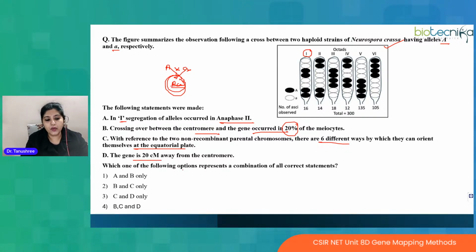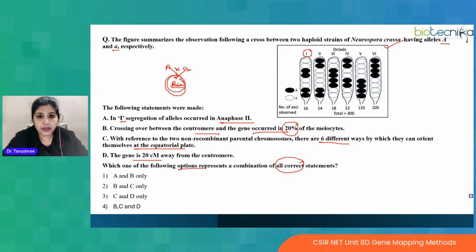So which one of the following options represents a combination of all correct statements? Please try solving this question. I'm giving you some time to solve it. Okay, so you can all solve this question.